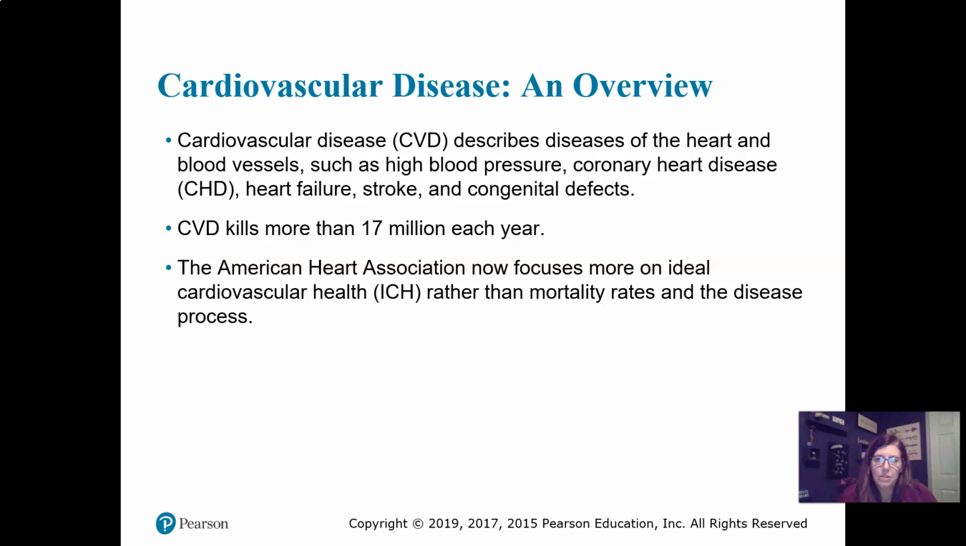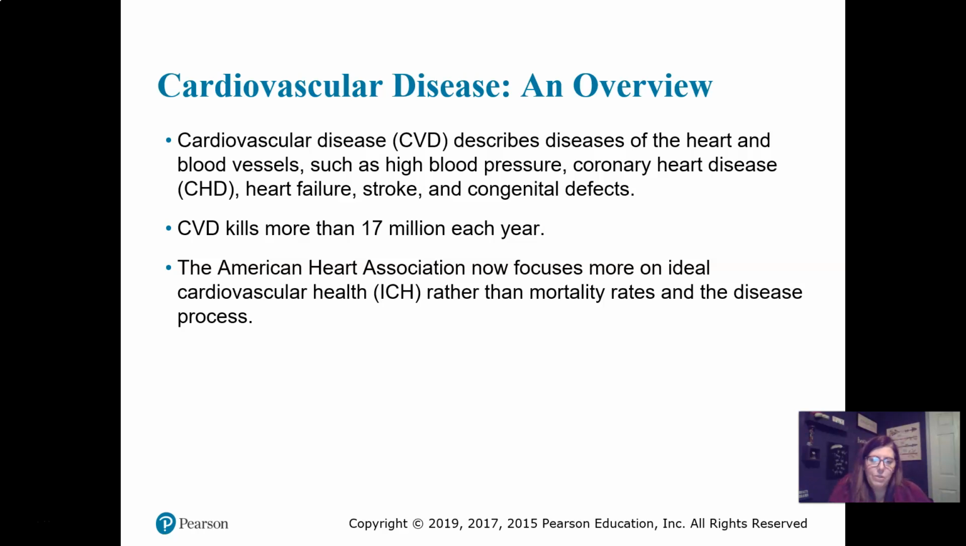More than 1 in 3 adults suffers from one or more types of CVD. It contributes to the leading cause of death in the world. Recognizing select risk factors is key to changing the course of CVD.